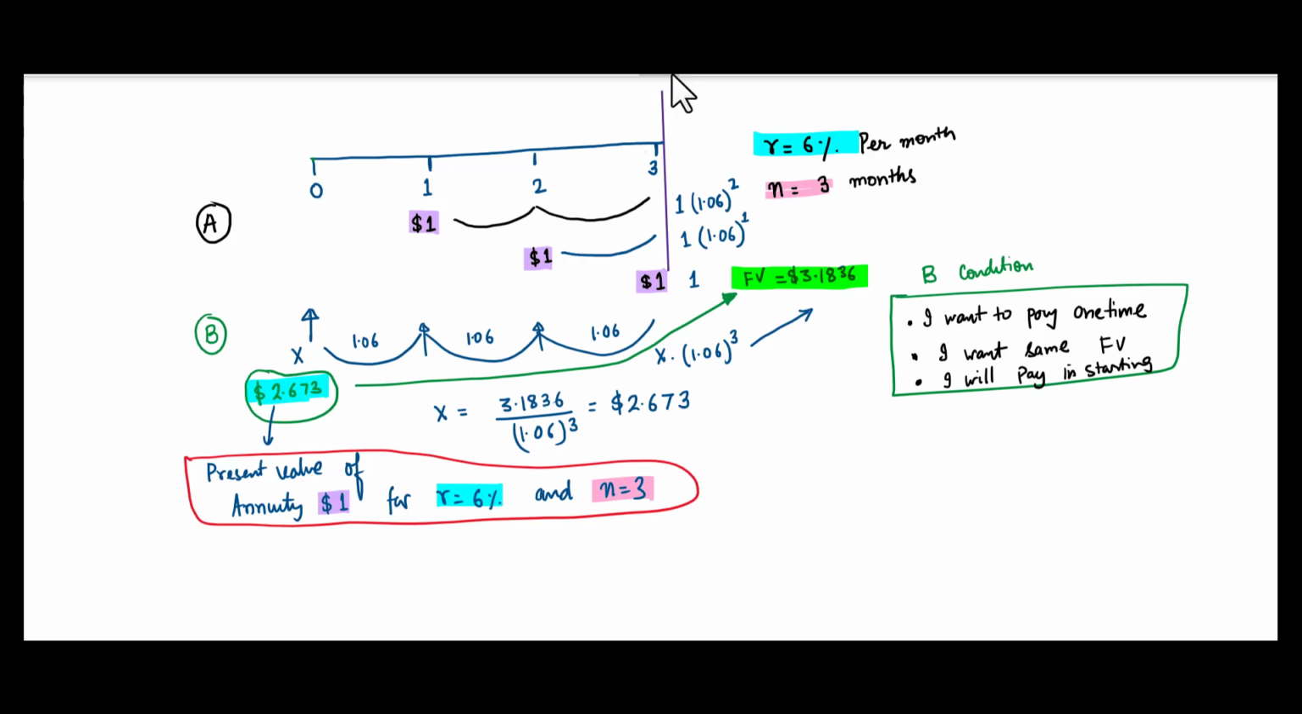The only difference is that person A is a guy who is depositing monthly or at regular intervals, which is an annuity, and he gets some investment which is 3.1836 in this case. Person B doesn't want to do regular installments, but he's saying that he'll pay a lump sum amount, which is $2.673, and he has to deposit it at the starting of the period to get the same future value.